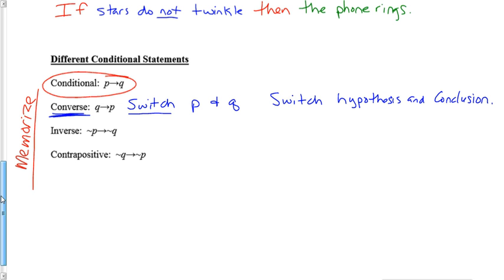Again, that's the converse, and that is one you need to memorize. Next, we have the inverse. If you look at the inverse, it looks a lot like the initial conditional with P, then Q, except that we have these little tildes in front, which means not P and not Q, which means you not the hypothesis and the conclusion. You not them both.